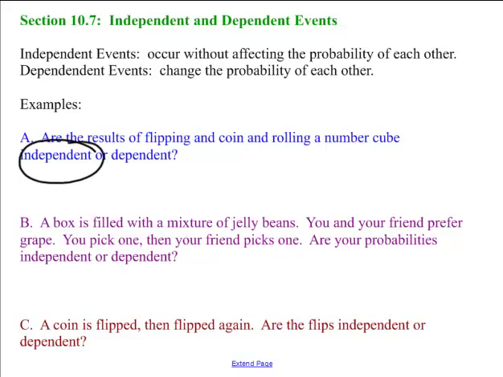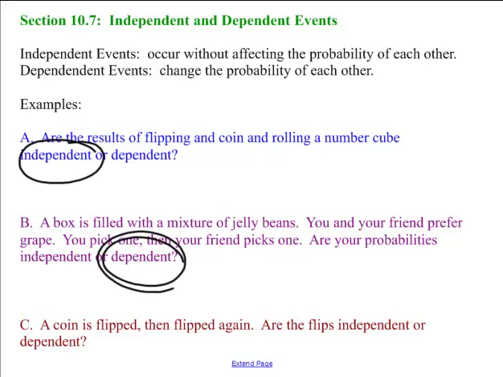Next one, a box is filled with a mixture of jelly beans. You and your friend both like grape. You pick one out, and then your friend picks one. Are these probabilities independent or dependent? Well, if you have a bunch of jelly beans and your friend takes a grape one, that means that you can't take that grape one too. So you pick first, your choice affects his choice. He has less to choose from. So those two events are dependent.